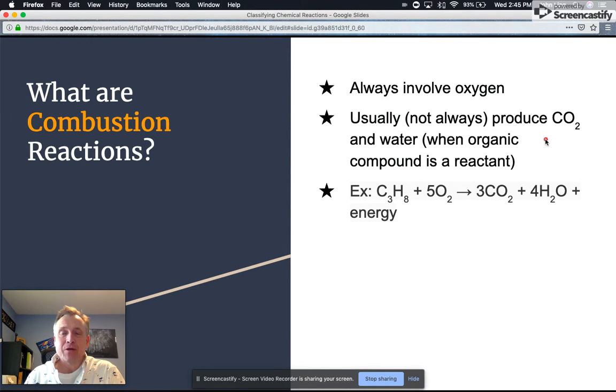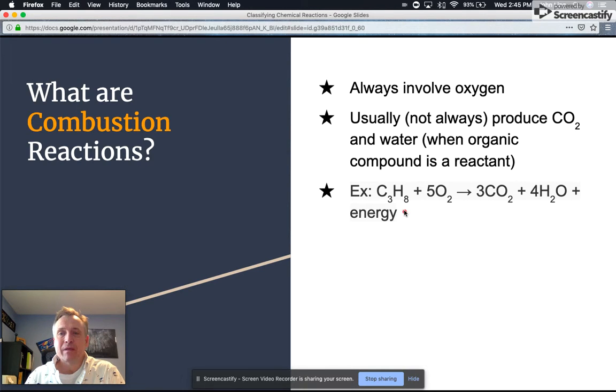Also, in combustion reactions, not always, but many times you get carbon dioxide and water that are produced. And that happens when you have an organic compound that is combusted. So an organic compound is something that's got like carbon and hydrogen and oxygen in it. Wood would be an organic compound. If you're burning something like a metal, then you probably won't get carbon dioxide gas. But having carbon dioxide as a product is another hint that it could be a combustion reaction.